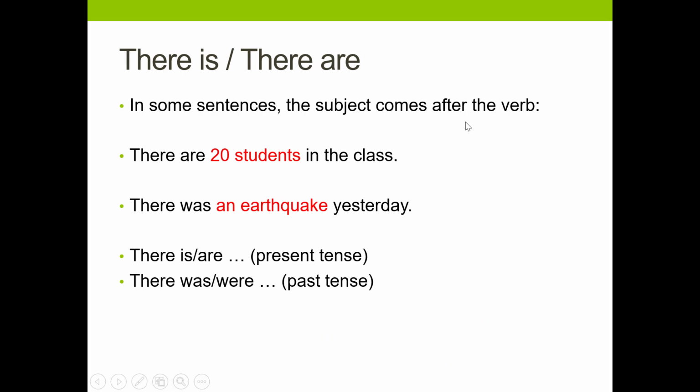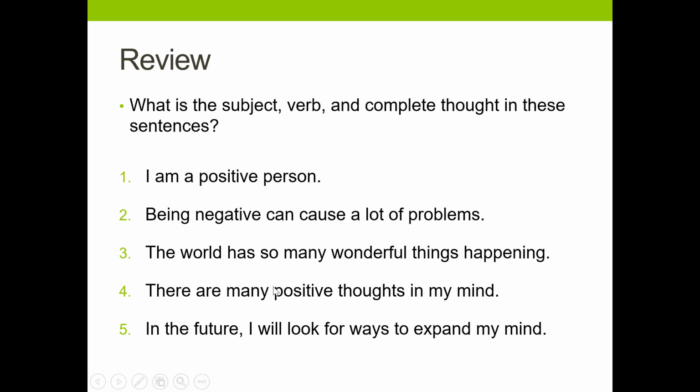In some sentences, the subject comes after the verb. There are 20 students in the class. Here, the subject is 20 students. Or there was an earthquake yesterday. An earthquake is my subject. We call this a delayed subject. In these constructions, there is, there are in the present tense, or there was or were in the past tense. The subject is coming after the verb.